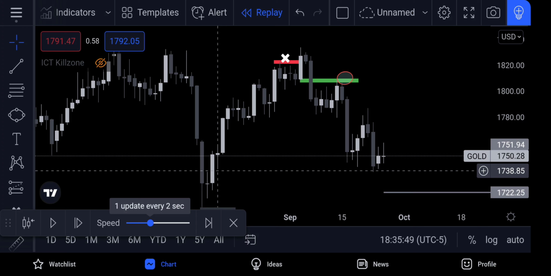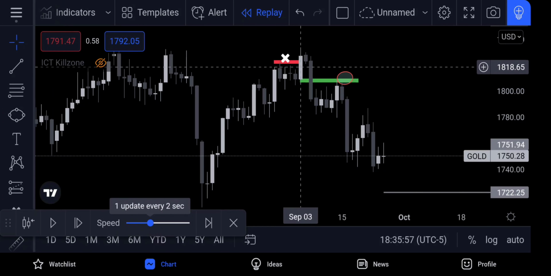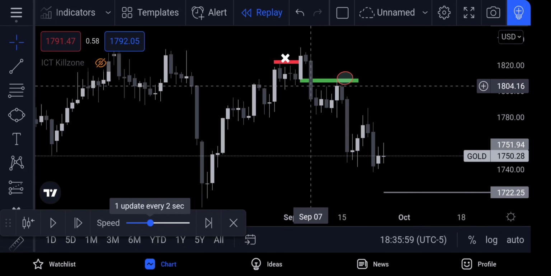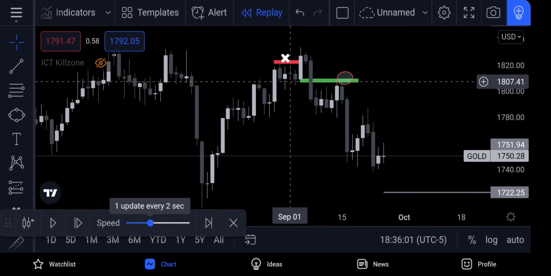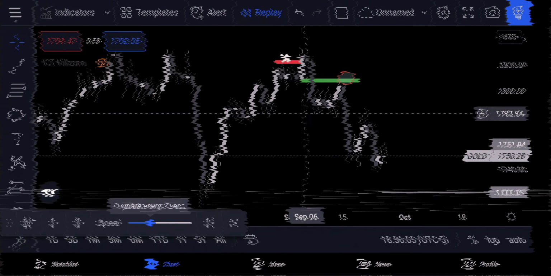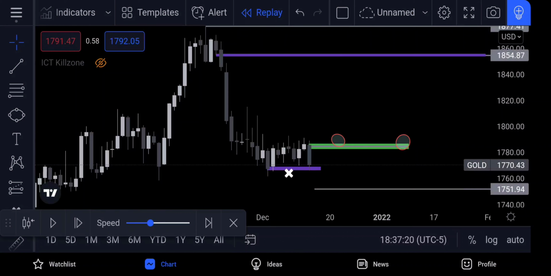We'll go into liquidity void tomorrow, but as of right now, I need you to understand what an order block is. So this is an example of a bearish order block. So here's an example of a bullish order block. This is one that I showed during the session. I'll go over it again.